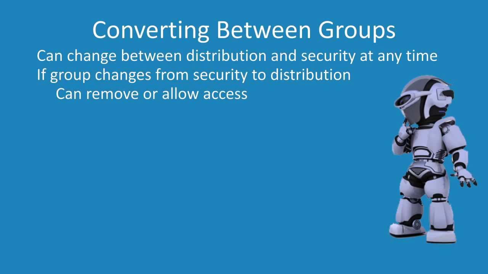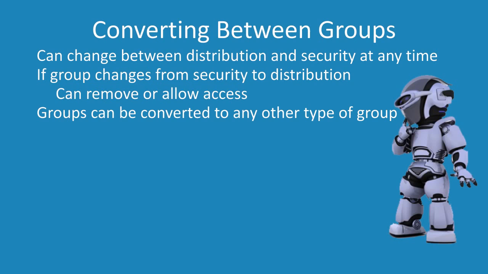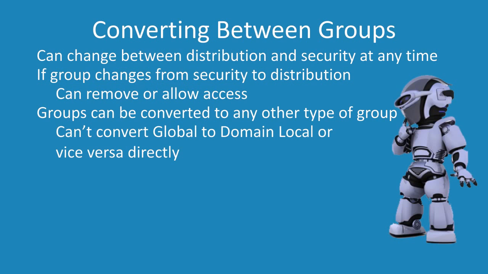The next conversion that you may want to make is between different group scope types. That is, changing between domain local, global, and universal. You can change from any scope to any other scope that you want. If you attempt to change from a global to domain local, or vice versa, this cannot be done directly. When you attempt to do this, the option will be grayed out. To get around this, change the group to a universal group first, and then change it to the desired group.